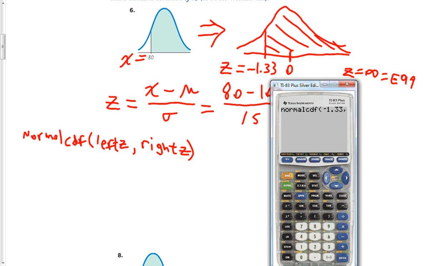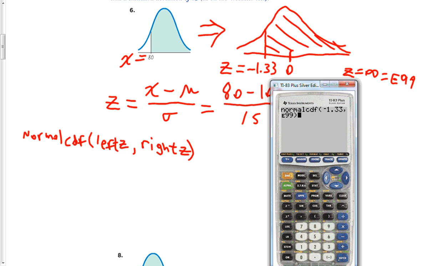That's how we tell the calculator infinity. Well, E99, if you notice right above the comma, they actually have the E there. That's what I want to do. I want to hit second, and then I want to hit the comma, and it puts an E on the screen, and then I'm going to put 99. So this is like 1 times 10 to the 99th power, a very, very large number.